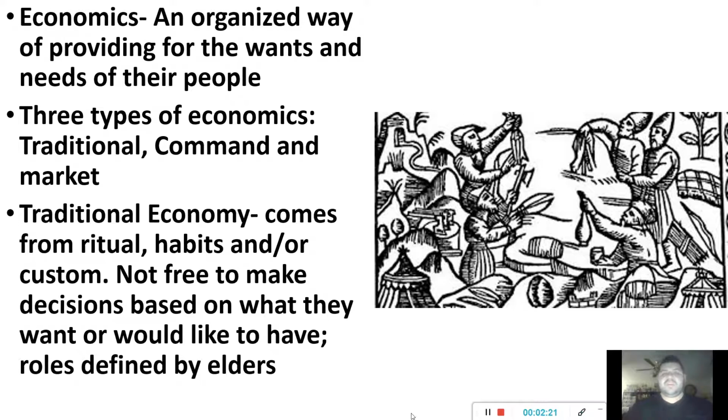Now, last week we talked about what economics means to us, the people. Now we're going to look at it from the government standpoint. In their definition, it would be an organized way to provide the wants and needs of the people. There are traditionally three types: traditional, command, and market. We're going to look at the first two, traditional and command.